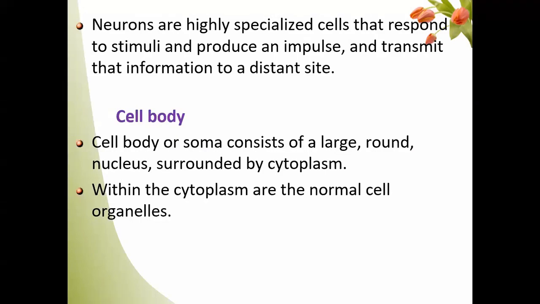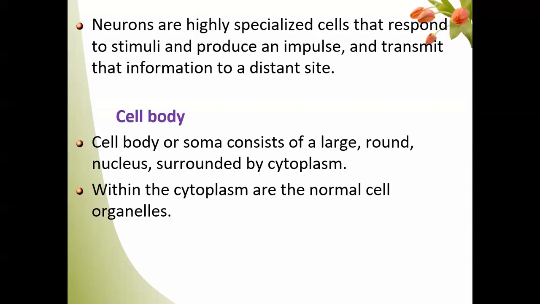So here these neurons are specialized cells that respond to stimuli and produce impulse, and also they transmit the information to a distant site. So what are the functions it is doing? It is responding to the stimuli. So what is a stimulus? Anyone? Any example for the stimuli?